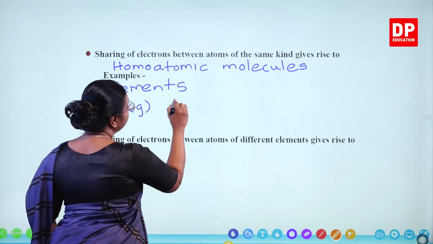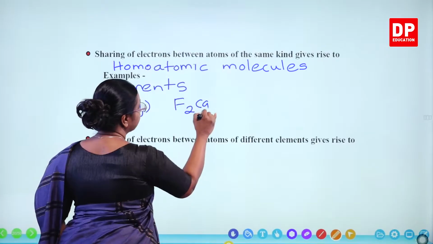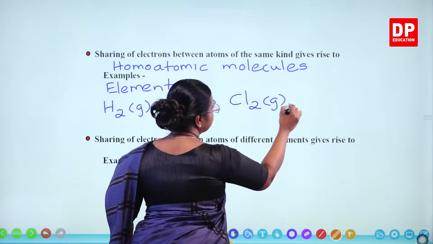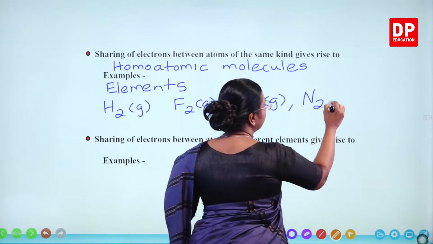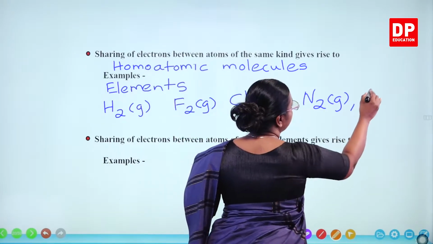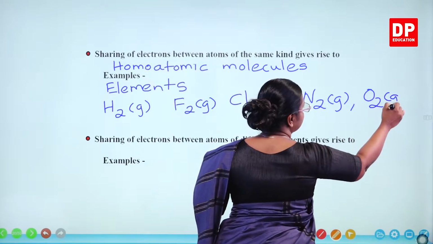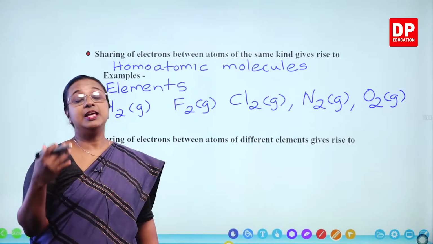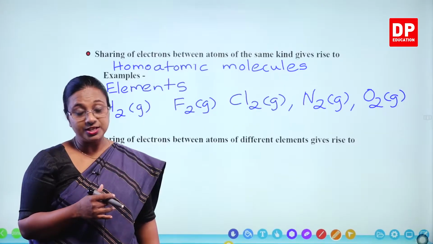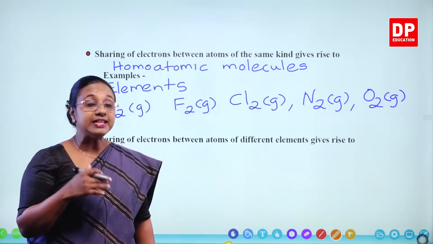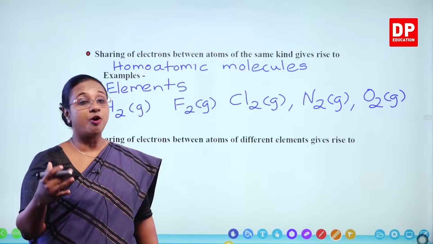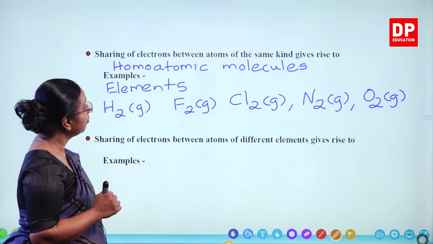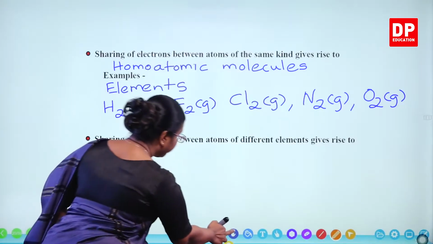Same goes for fluorine, F2 gas. Then you can think of Cl2 gas, chlorine gas. Like that N2, nitrogen gas. O2, oxygen gas. All these. Not only gases, there can be liquids as well as solids also. But atoms of the same element form covalent bonds among themselves. So, those are the homoatomic molecules.